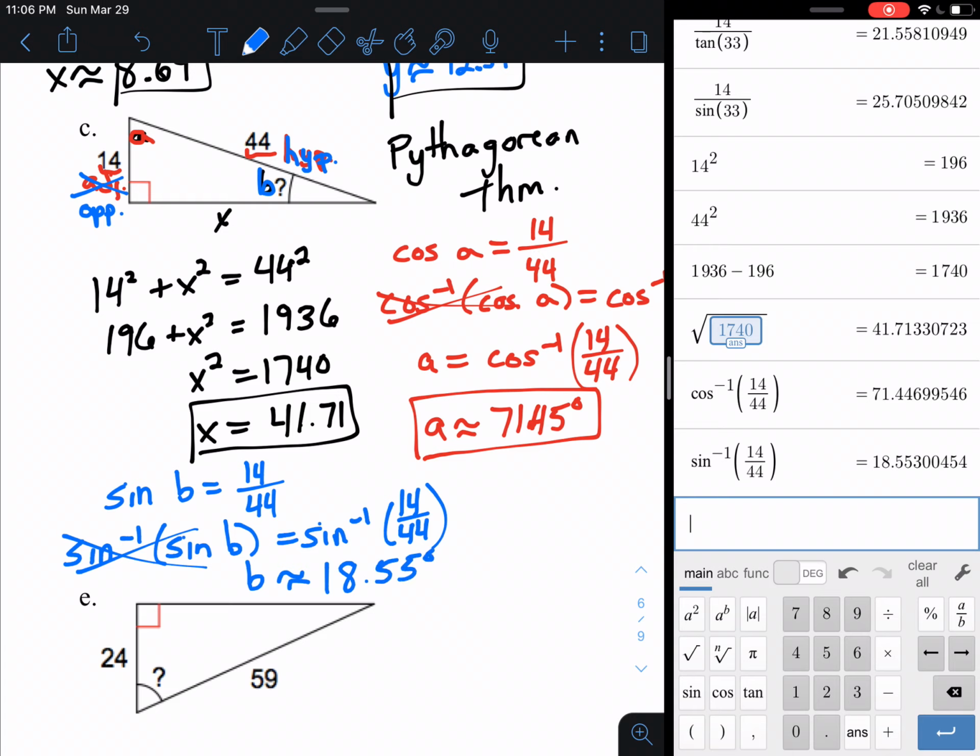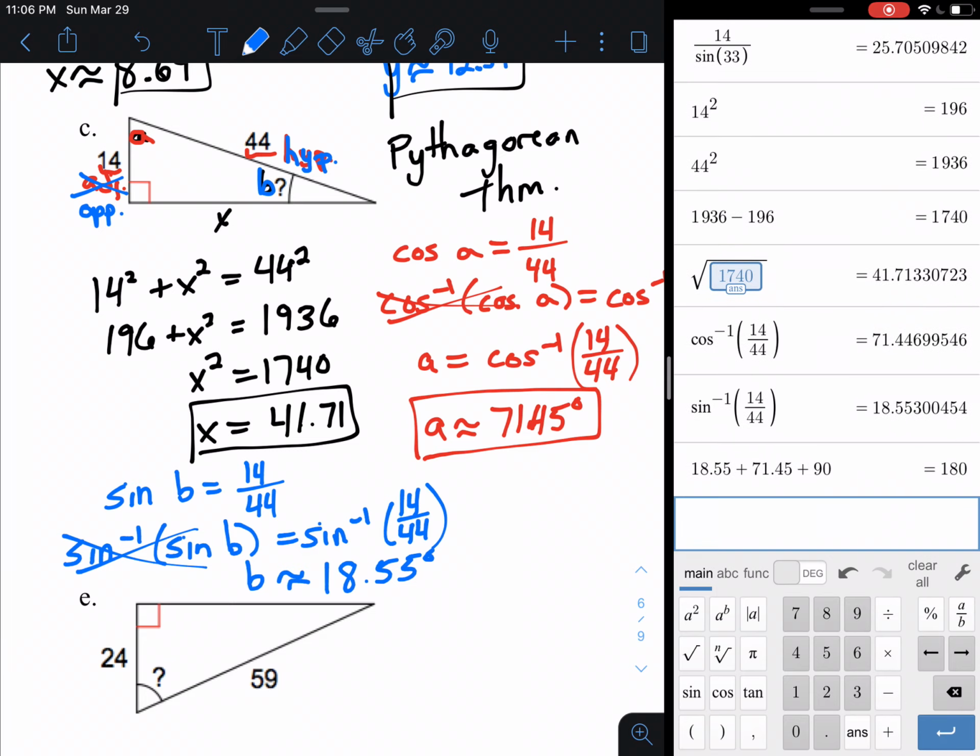Which then, if you wanted to check yourself, an easy way to do that is to take your 18.55 plus 71.45 plus your 90-degree right angle. Does that add up to be 180? And it should if we did everything correctly.